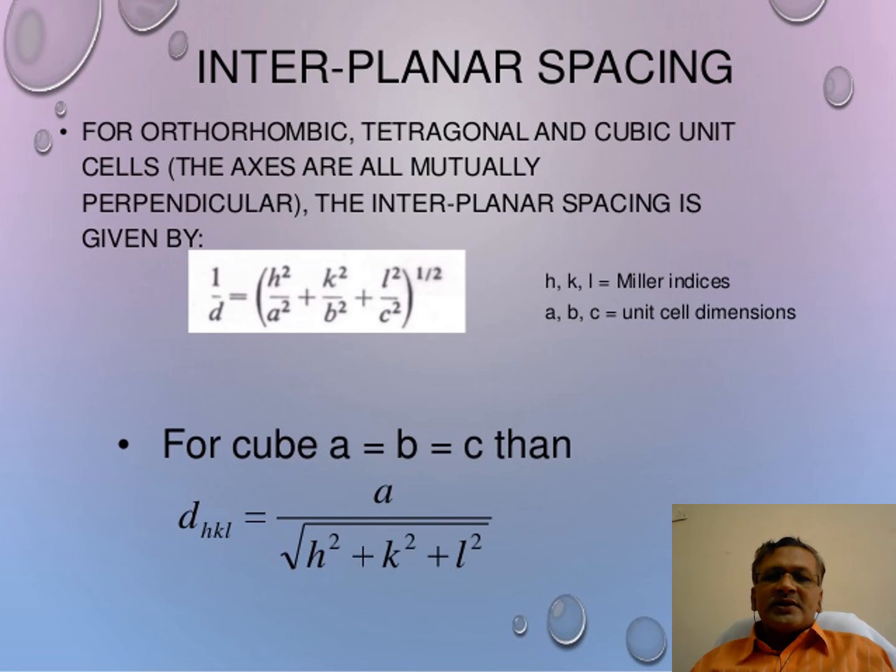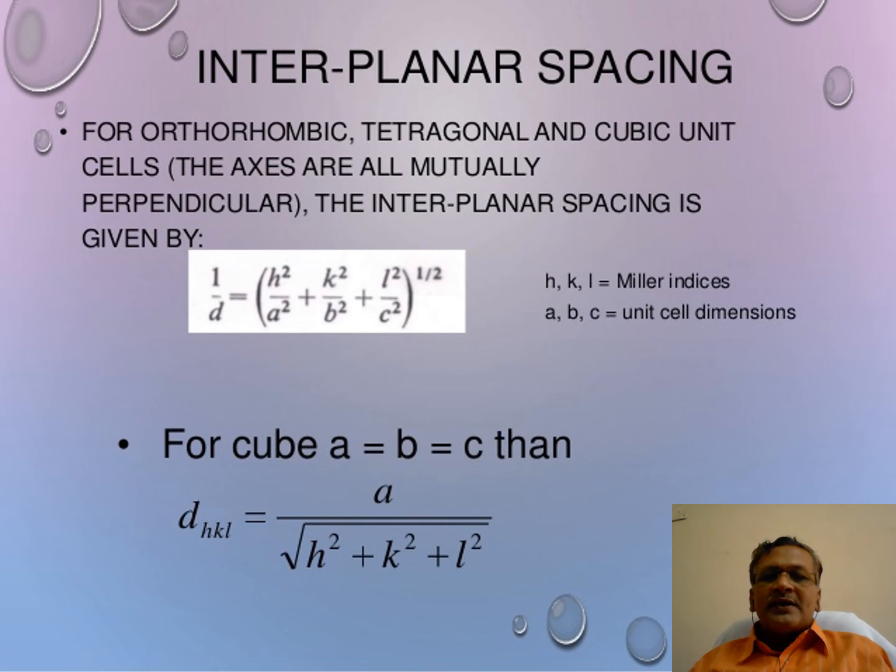For a cubic structure, we know a is equal to b is equal to c. Therefore, instead of writing b and c, we can make it a. So h square upon a square plus k square upon a square plus l square upon a square. A square is a common factor. Make it reciprocal. Therefore, interplanar spacing for h k l Miller indices is a upon square root of h square plus k square plus l square.